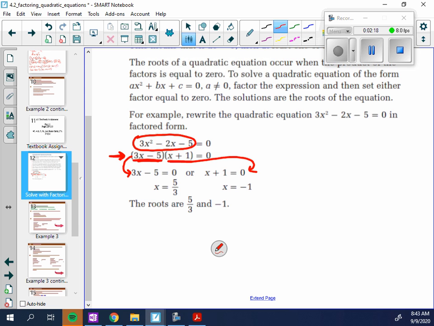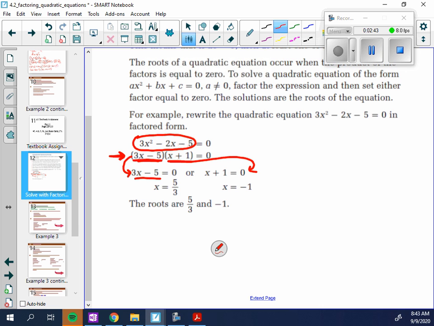Now, how did they get through that? All they did was they set my factor here, 3x minus 5, equal to 0, and then they solved for x. So they skipped some steps here. How would you solve for x here? How do you get x by itself? Yeah, go ahead. You would add your 5 over to the other side, and then you would divide by 3. Okay, so that's where they're getting 5/3.